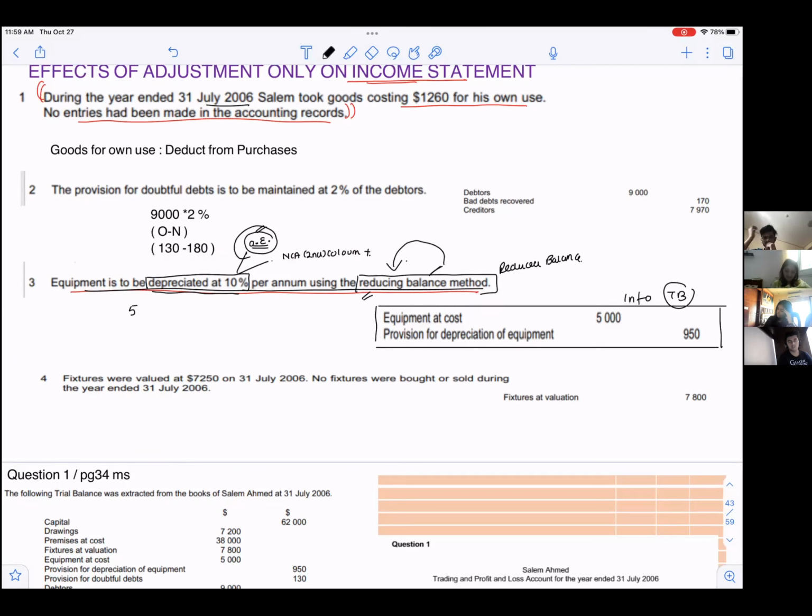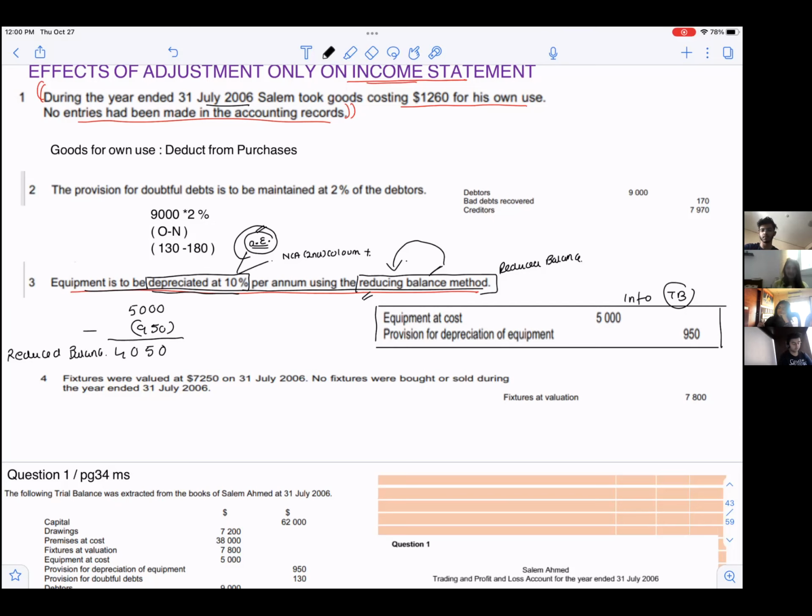If I am charging depreciation on the reduced balance, first reduce the balance. So 5,000 minus 950. When I do minus, I always put the amount in brackets. You should be mindful of the way you present your things. What is the reduced balance? 5,000 minus 950. The reduced balance is 4050. Are you with me?